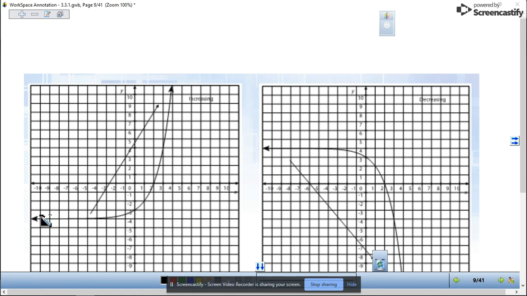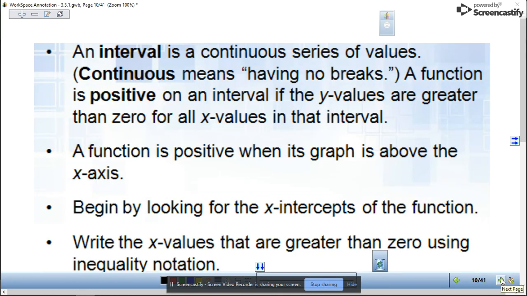Same idea here. We have an exponential function, which over time is increasing, right? And then we have an exponential function, which over time is decreasing. Okay? An interval is a continuous series of values. Continuous means having no breaks.